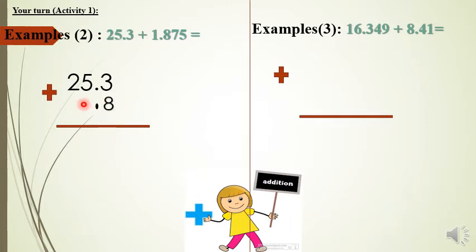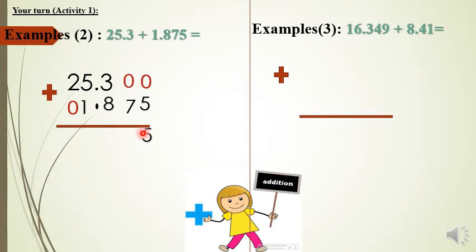To the right of the point, we have 8. Look here. And then we write the other digits. To the left of the decimal point, we have 1. So what to do with the empty digits? We put zeros. And now we are ready to add, starting from right to left.